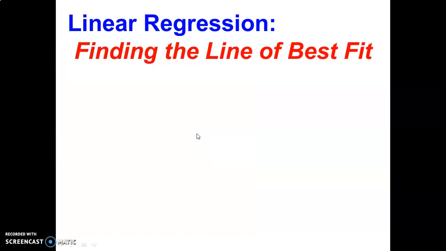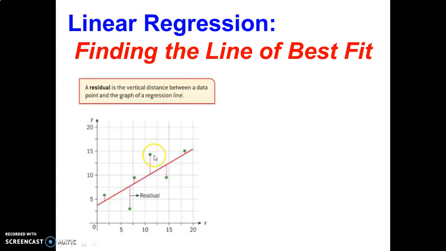So how do we find the best line of fit? The technique for this is called linear regression. And it goes like this. Let's say we have this green scatter data, and we approximate a line of best fit like that. When we approximate a line of best fit, there is a distance between our line and each data point. That vertical distance is called a residual value.